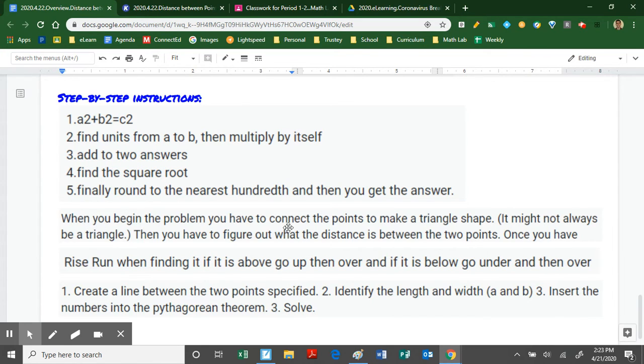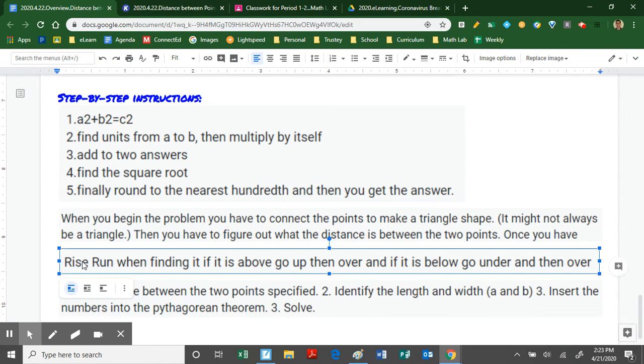This person, I cut off part of their answer, but they said, look, when you begin a problem and you're connecting the dots, almost always you're going to have to make a triangle, a right triangular shape. Very interesting with this person. Making a connection with slope, the rise and the run of the right triangle would naturally make the two legs A and B in that right triangle. I like that connection. Didn't even think about that.